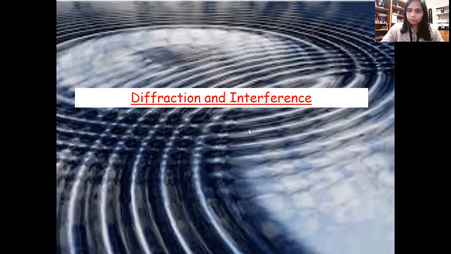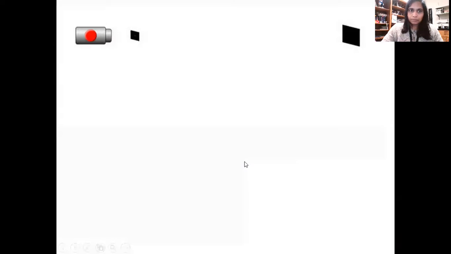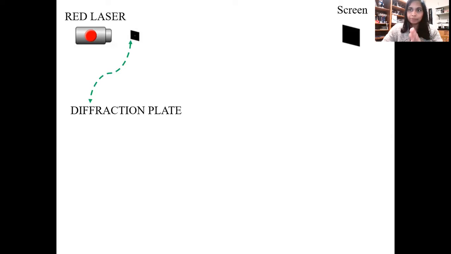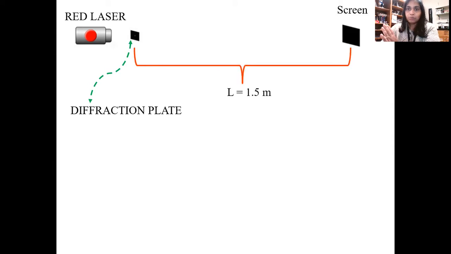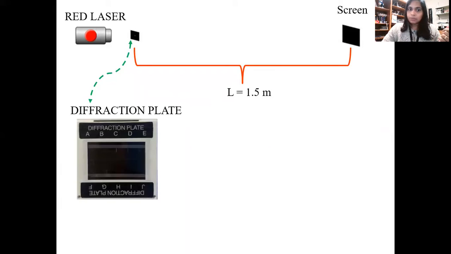All right, so the plan is to use a single slit and a double slit. In the real experimental setup, what we do is place a laser light and then place the diffraction plate. About 1.5 meters away, we keep the screen where we can observe the diffraction patterns. Usually a diffraction plate looks like that.